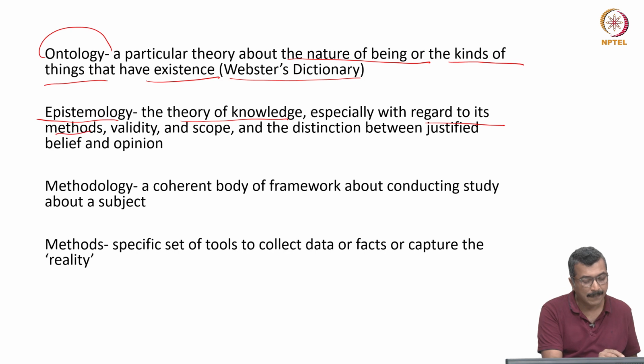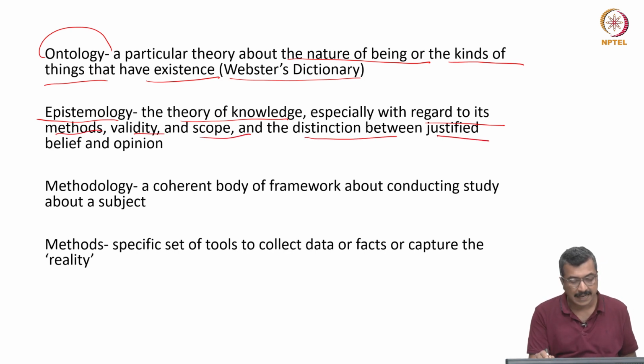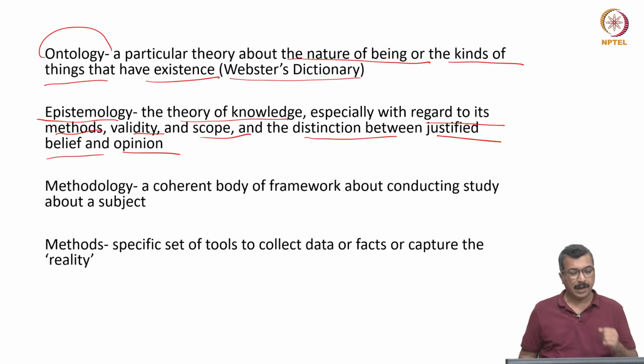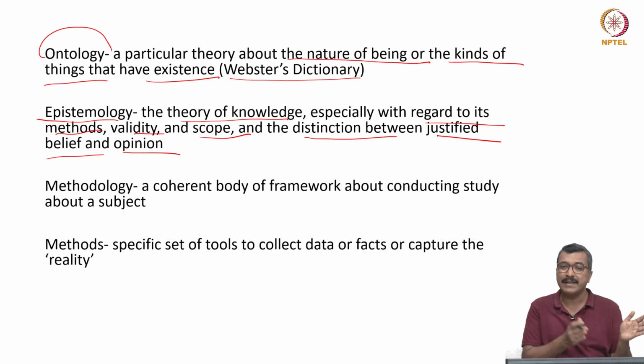The second one is epistemology, the theory of knowledge, especially with regard to its method, validity and scope, and the distinction between justified belief and opinion. So epistemology is the theory of knowledge. That's how it's generally understood. Epistemology is about how we make sense, how we theorize, how we conceptualize the thing that we are talking about as having a particular existence. How do we create knowledge about it, what is the nature of this knowledge, what is the boundary of this knowledge, what kind of knowledge system is required in order to understand a particular kind of existence. So these are very related but very different sets of inquiries.